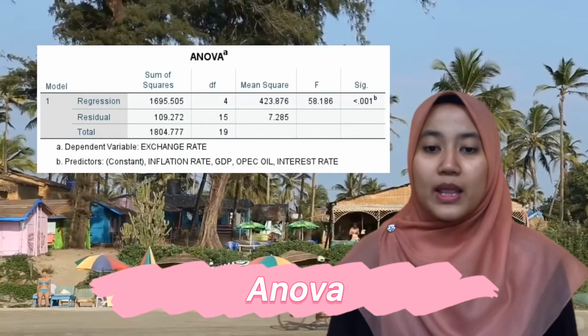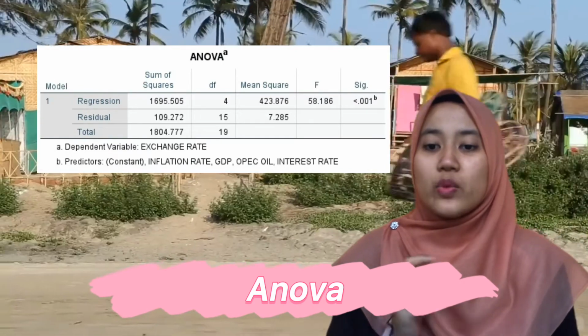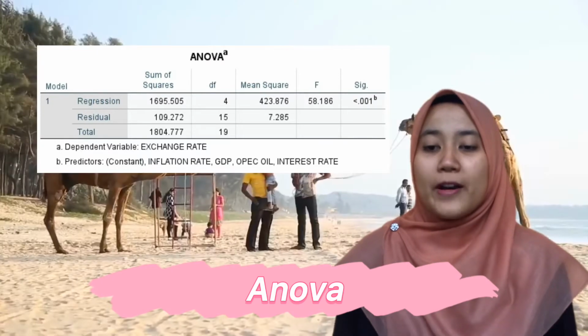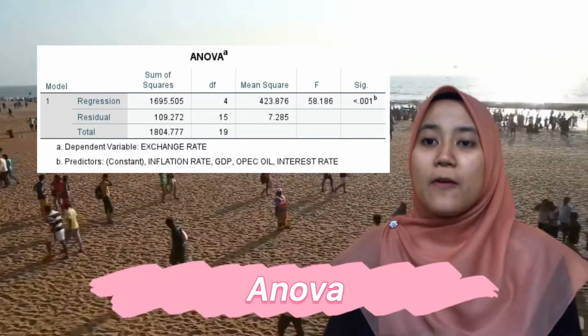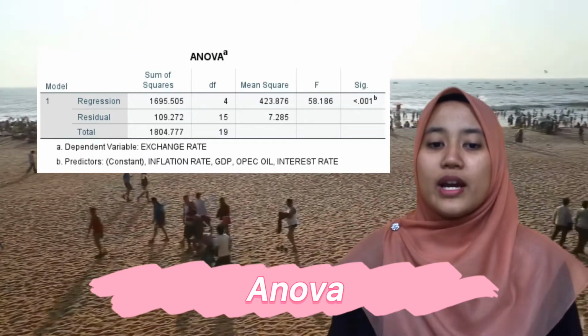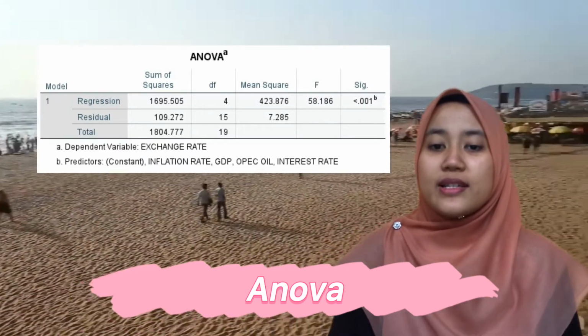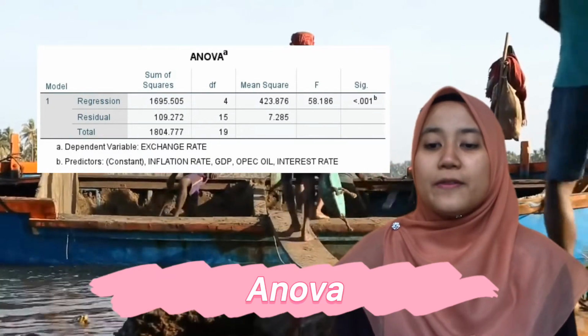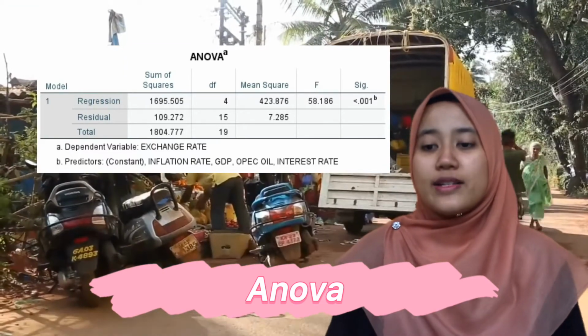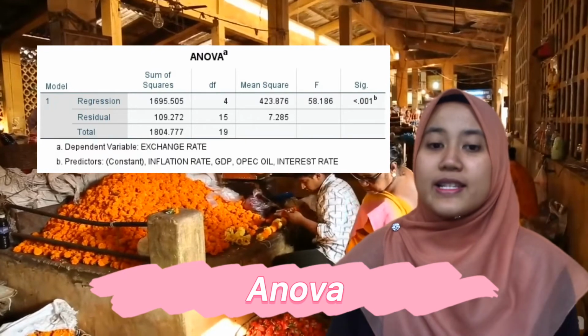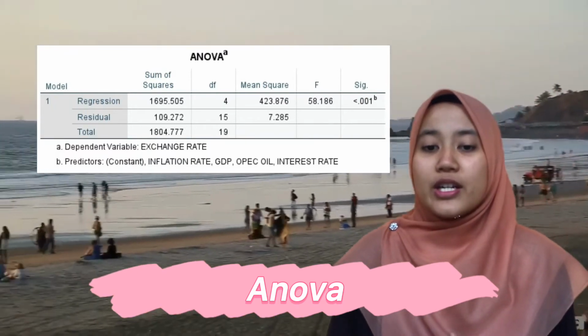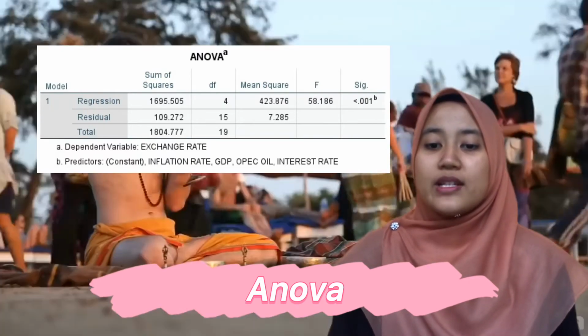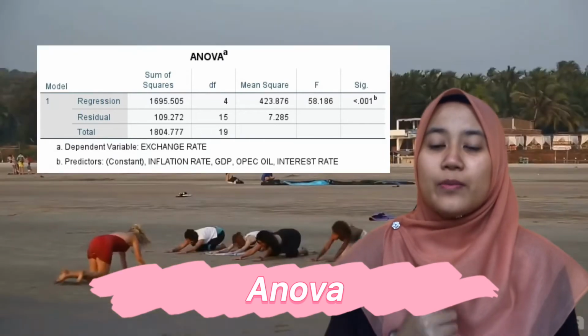Based on this table, the sum of squares is 1695.505 for regression, whereas for residual is 109.272, so the total sum of squares is 1804.777. The degrees of freedom for regression is 4, residual is 15 and total is 19. The mean square of regression is 423.876 and for residual is 7.285.